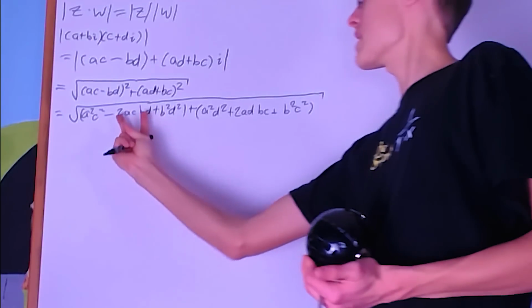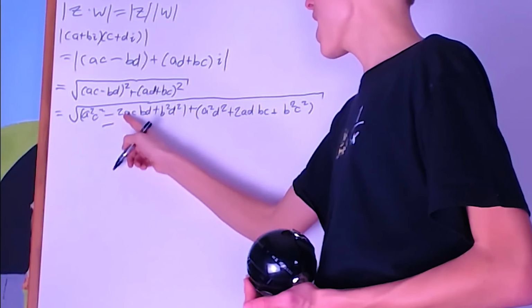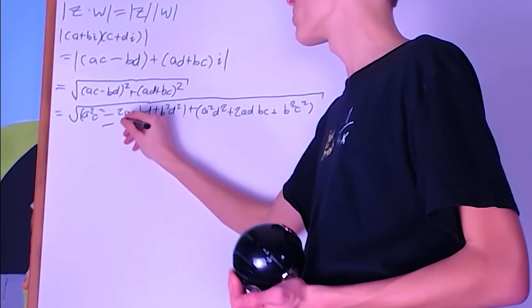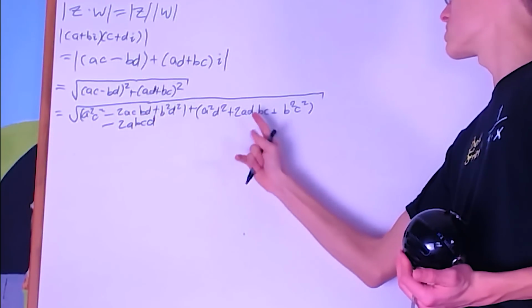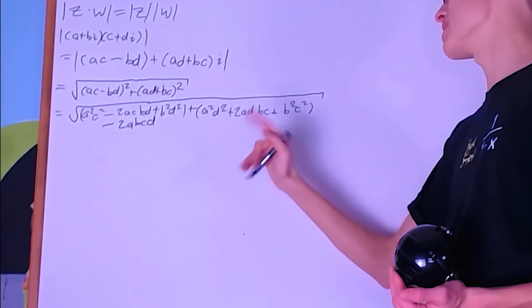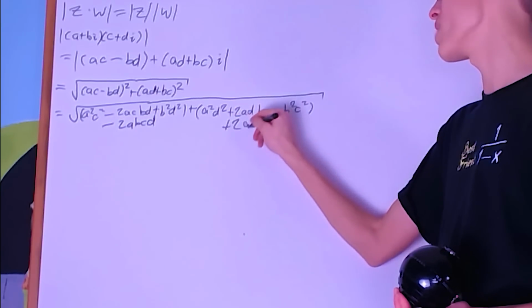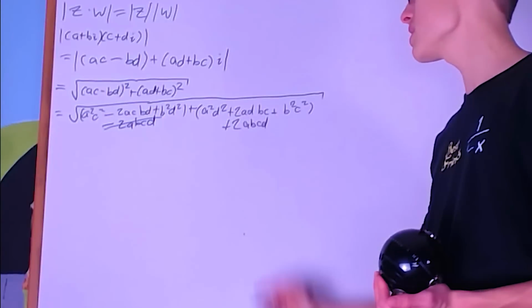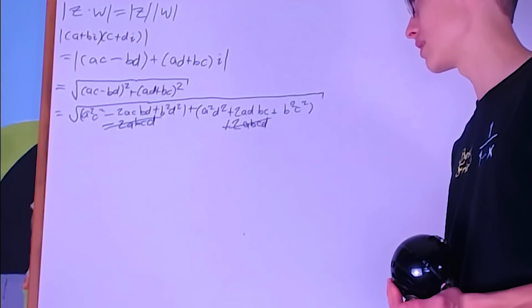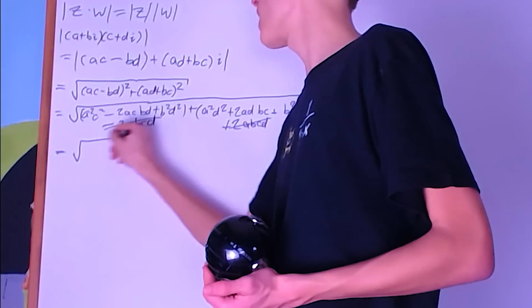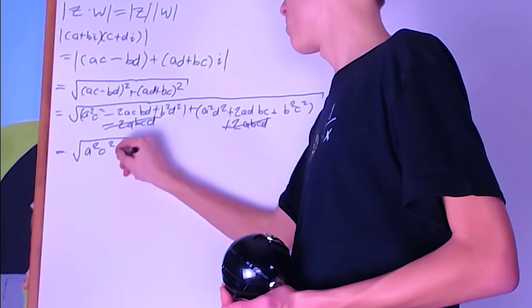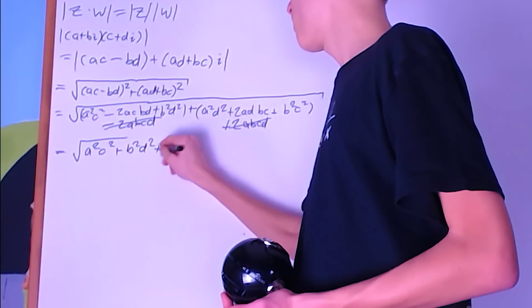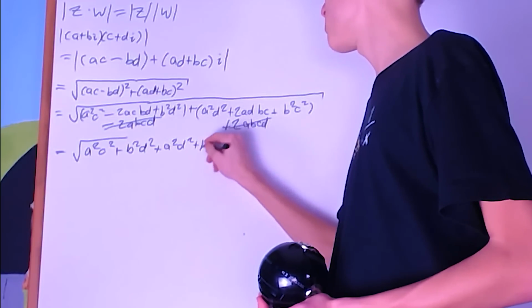Then, right here you can see that there's an a, there's a b, there's a c, there's a d. So this is really just minus 2abcd. And right here you can see there's an a, there's a b, there's a c, there's a d. This is really plus 2abcd. Minus 2abcd plus 2abcd. So this is equal to, canceling those two terms out, a squared c squared plus b squared d squared plus a squared d squared plus b squared c squared.